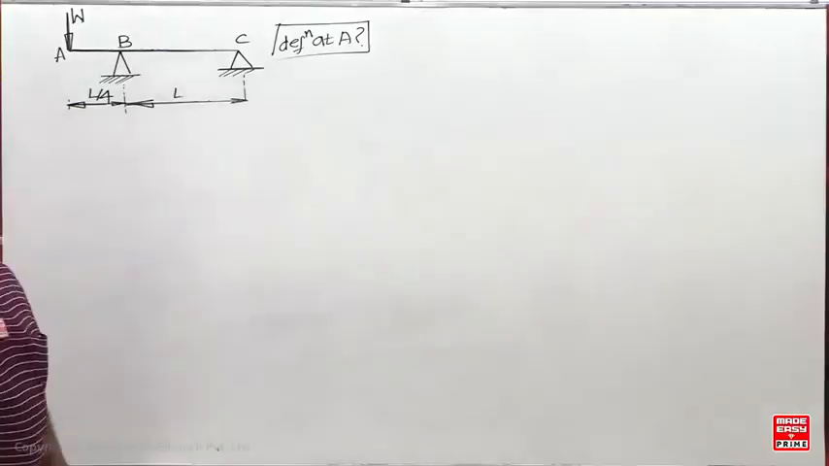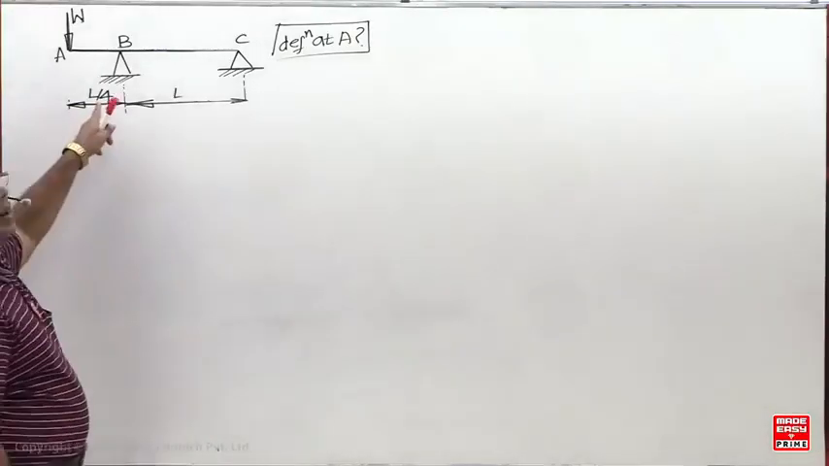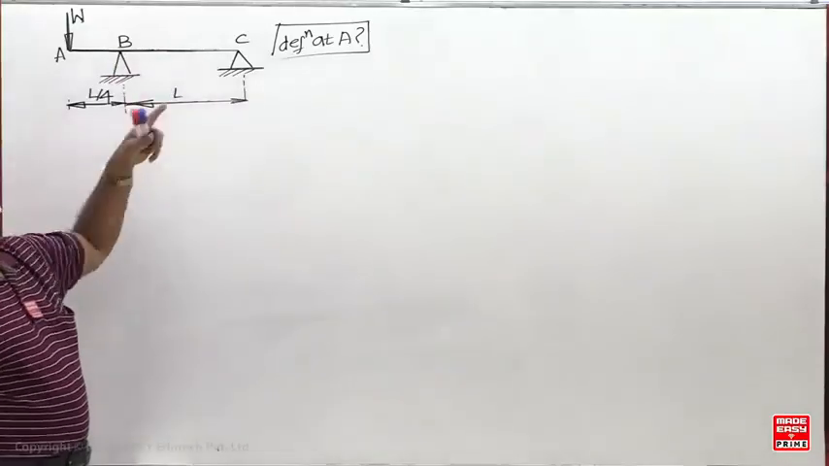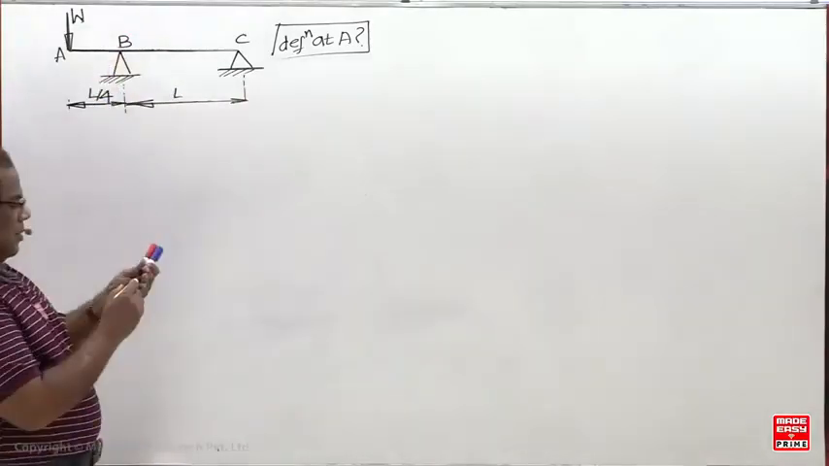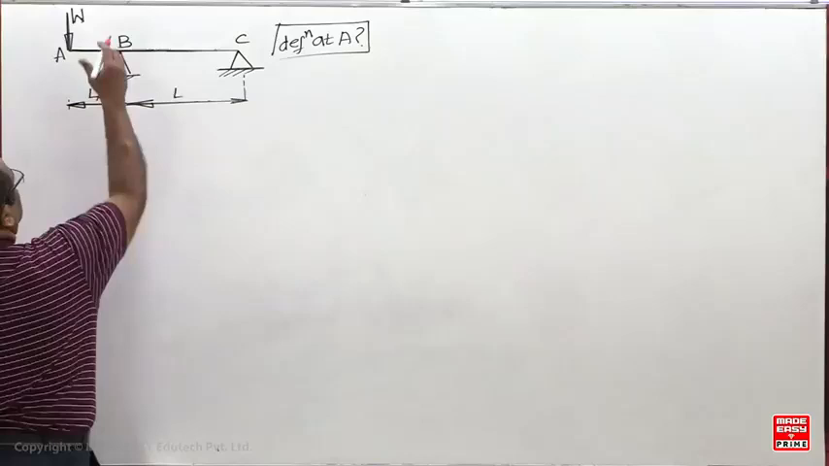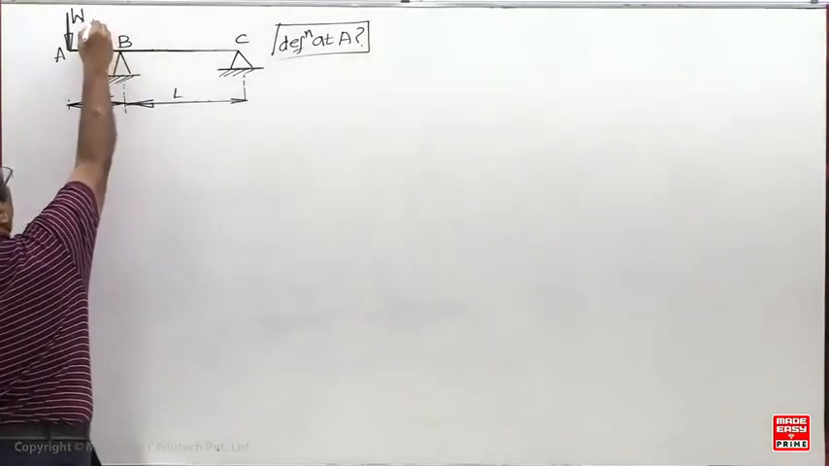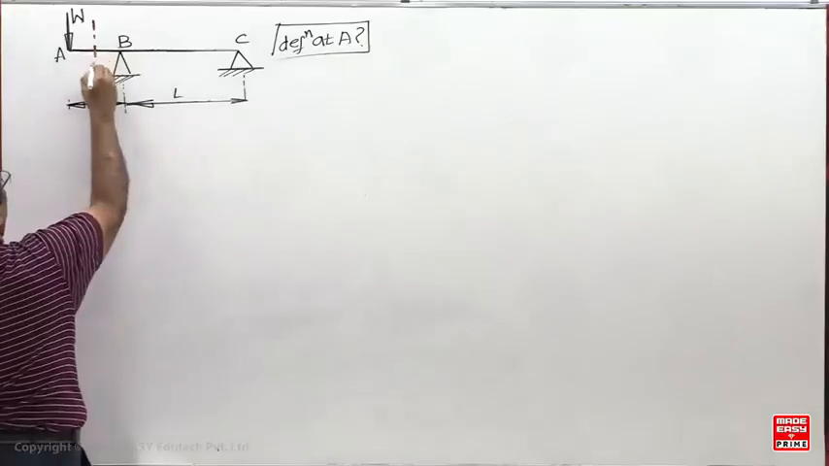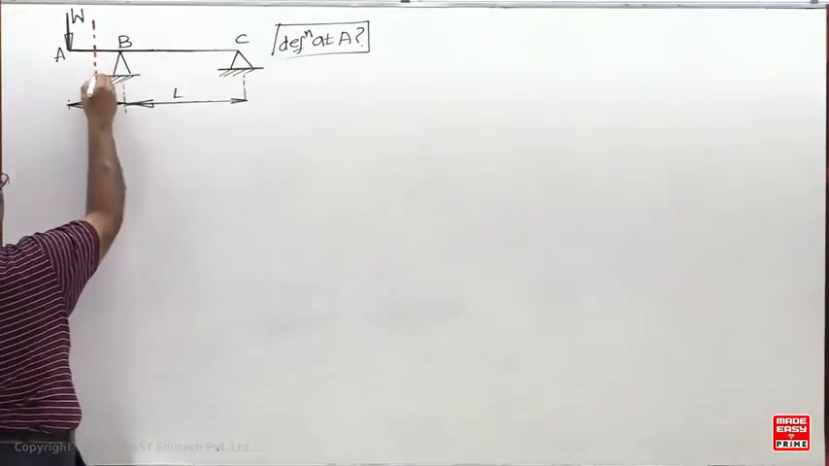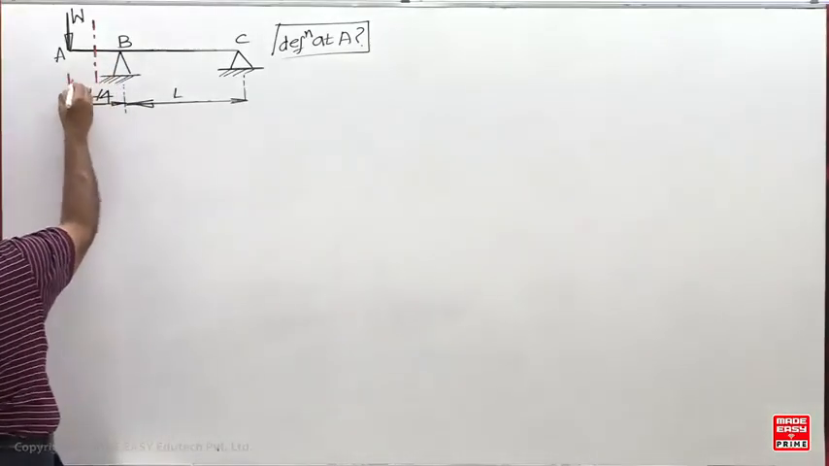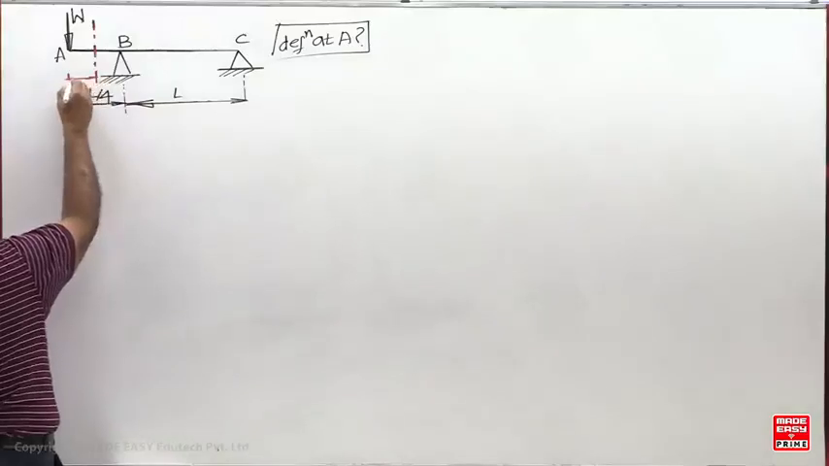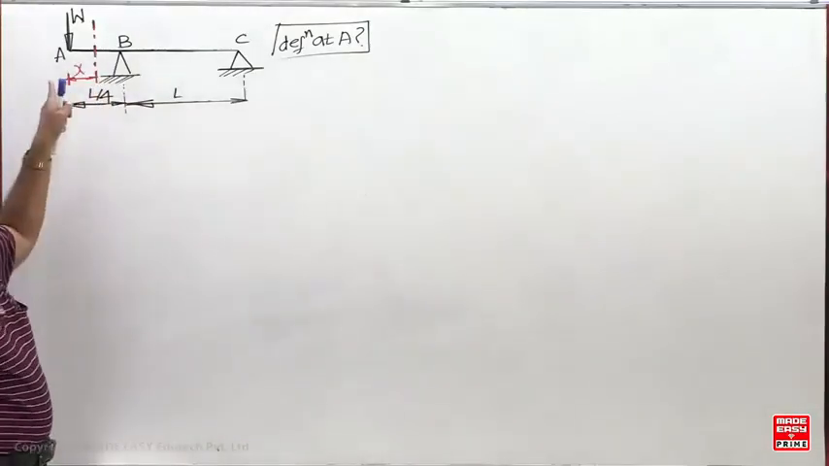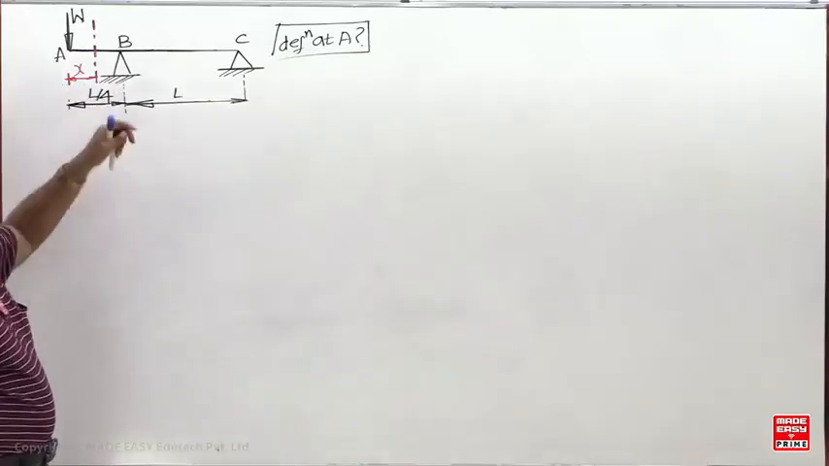Now first find out the reactions. Which reaction is required? Is RC required or RB required? RC is required. So directly the bending moment is W into X.